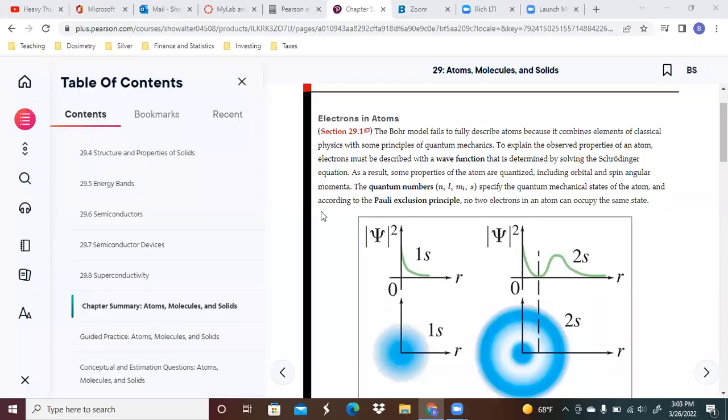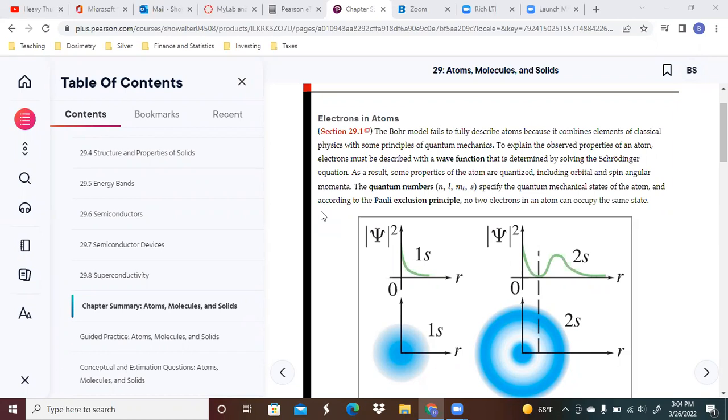This is going to be the lecture over chapter 29, section 1. We're going to be discussing electrons and atoms. Now, this discussion of how electrons appear in atoms is going to be far beyond what you've normally seen up to this point, because the planetary model is insufficient to actually describe what is going on.